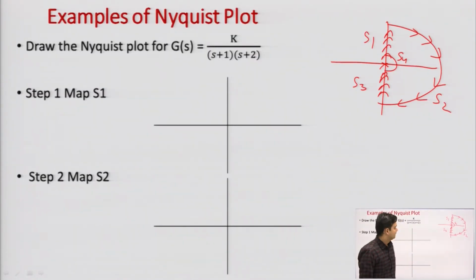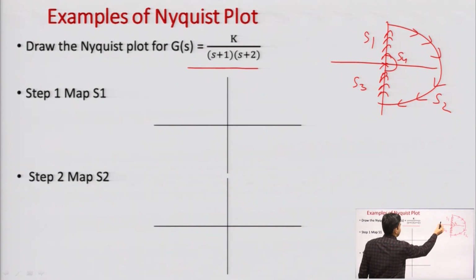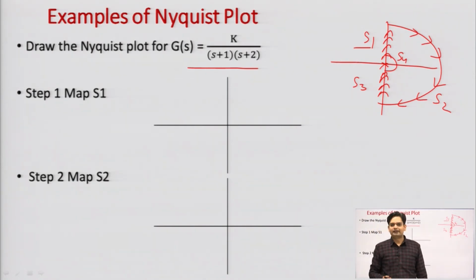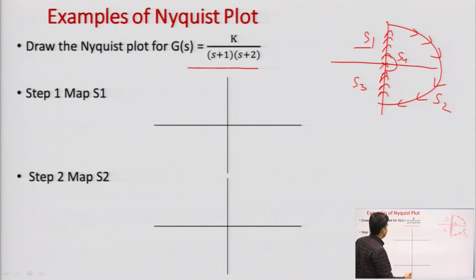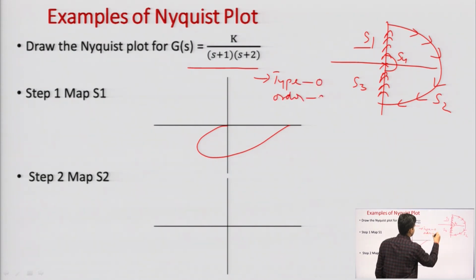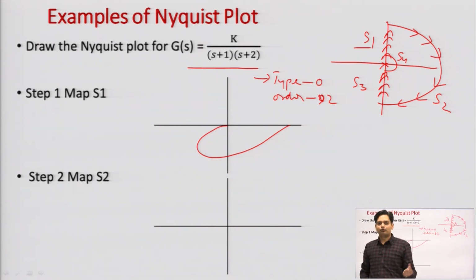Here my G(s) open loop transfer function is given. First I need to map S1. For mapping S1, we need to draw the polar plot for this function. We explained a lot of examples of polar plots in the previous session, so we can directly plot this. It will come like this because it is a type 0 and order 2 system. So, this will be the polar plot corresponding to this. This is the map S1.